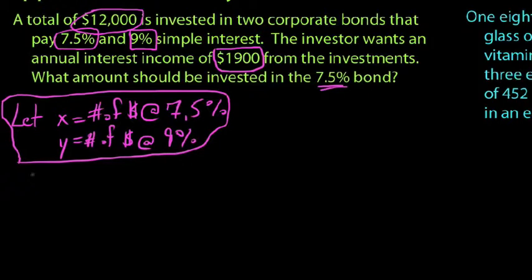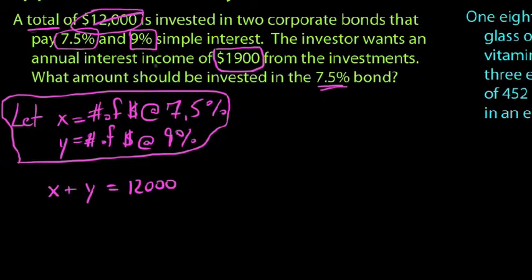Now that we've got this, we need a totals equation. So think about this. We have a total of $12,000, and since x and y represent dollars, we can make an equation: x plus y. So dollars at 7.5% plus dollars at 9% equals total amount of dollars, 12,000. Now we can say check. Got my 12,000 out of the way.